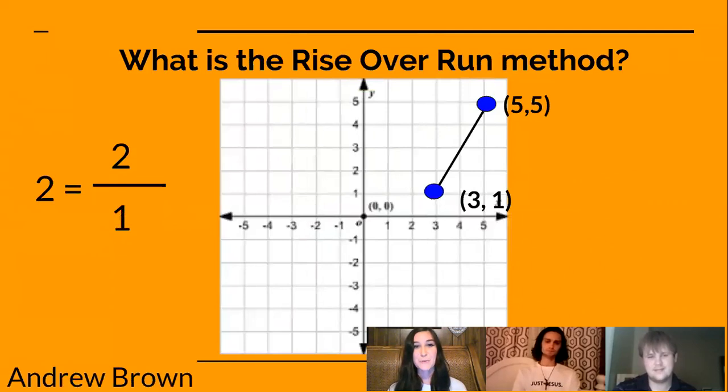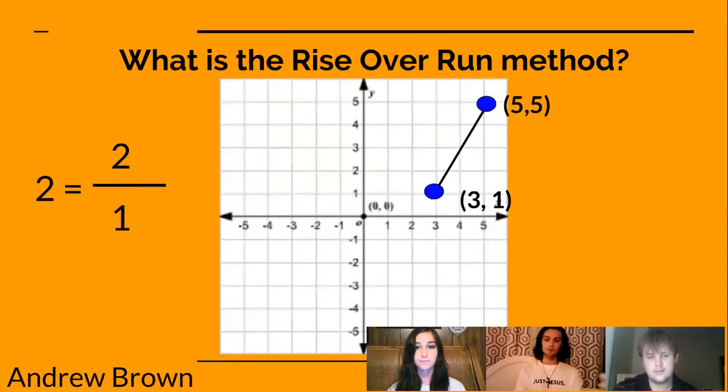Okay, Andrew, what is the rise over run method? Well, we discovered in the last question that the slope of this line is 2. This can also be written as 2 over 1. This means that the 2 is the rise while the 1 is the run. So if you start at the point (3, 1) and rise up 2 units and run over 1 unit, you'll run straight into the line.